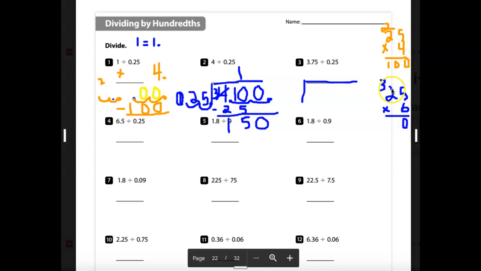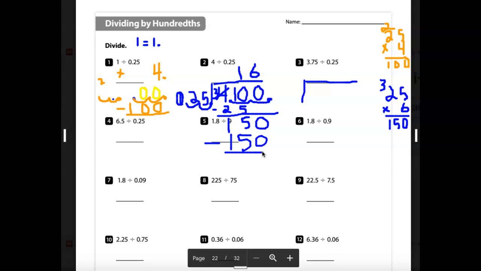Put down your 0, carry your 3. 6 times 2 is 12, plus 3 is 15. All right? So we know that there are 6 groups of 25 in 150. So we know that 6 times 25 is 150. Okay? There you go.